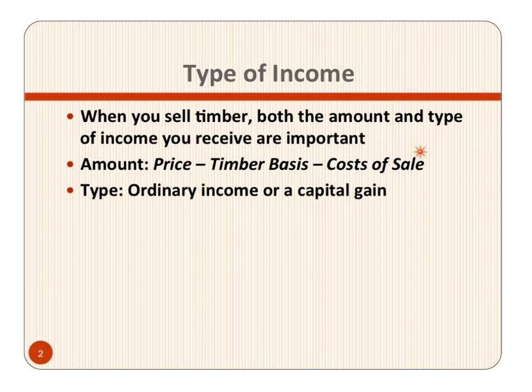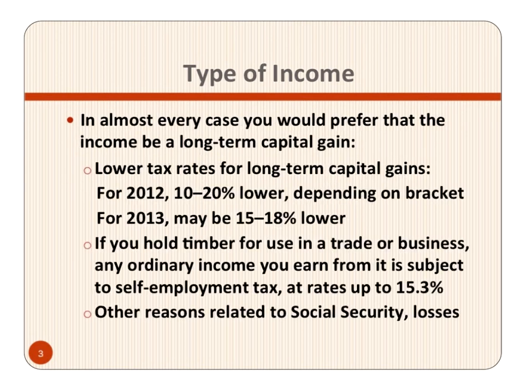The type of income is important, whether it's ordinary income or a capital gain. And the reason for that is in most cases you would pay a lower tax rate on the long-term capital gains. So for 2012, as Linda talked about, there's a 10 to 20% tax rate preference for capital gains depending on what bracket you're in. For 2013, it may be 15 to 18% lower taxes on capital gains, again depending on what tax rate you're in. So the overall rates may be higher, but your tax savings from having a capital gain rather than ordinary income actually go up.